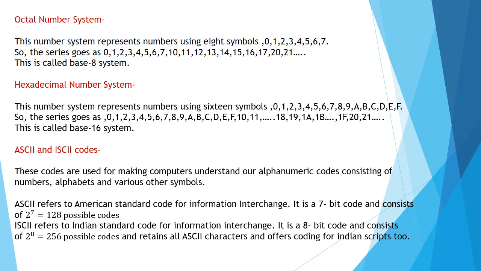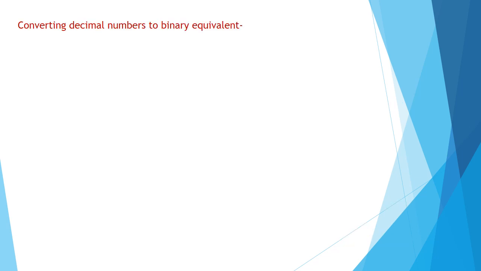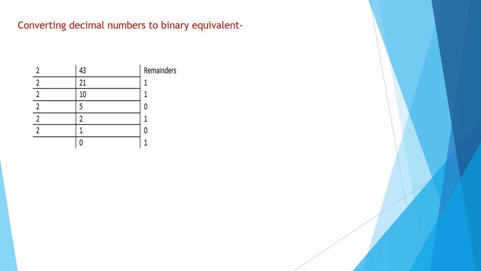Okay, let's move further. Now let's see how to convert a decimal number to its binary equivalent. Suppose we have the number 43 and we want to convert this decimal number 43 into its binary equivalent. Let's see the procedure for doing this. First of all, to convert into the binary equivalent we need to divide it by 2, since in binary we have to use only 2 symbols. So the remainders, if we divide by 2, will be either 1 or 0. Let's see what it is going to produce.